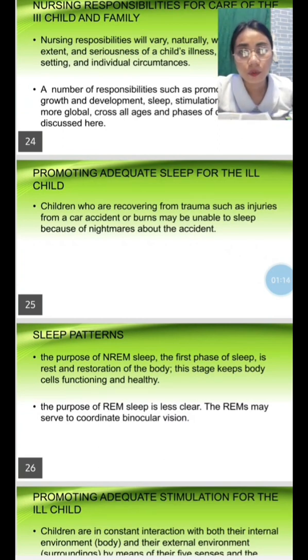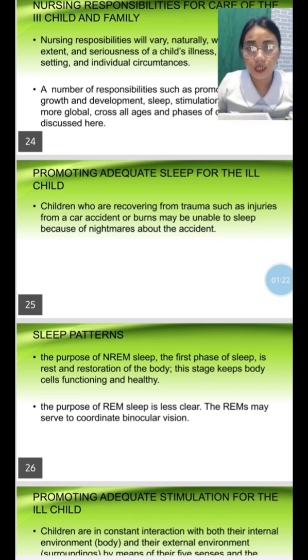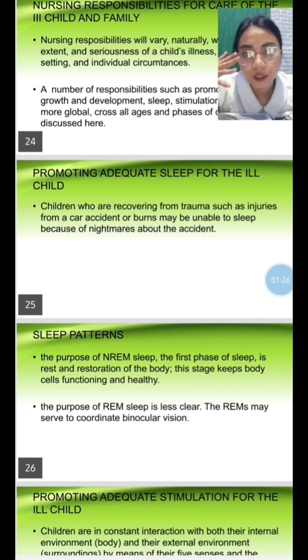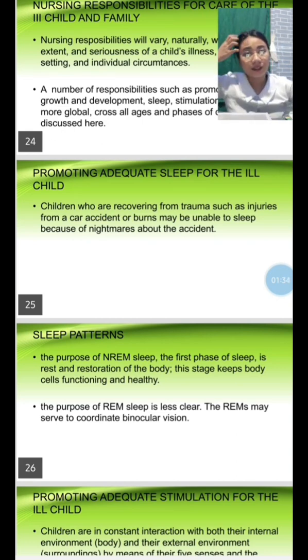So, when promoting adequate sleep for the ill child, children who are recovering from trauma such as injuries from a car accident or burns may be unable to sleep because of nightmares about the accident.